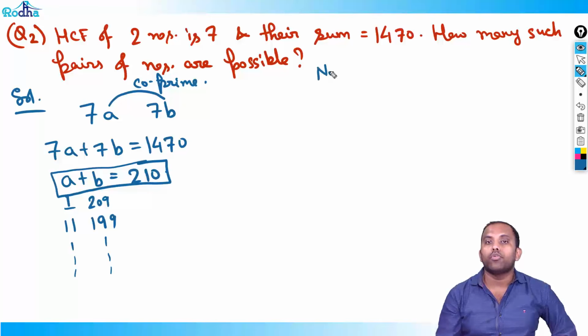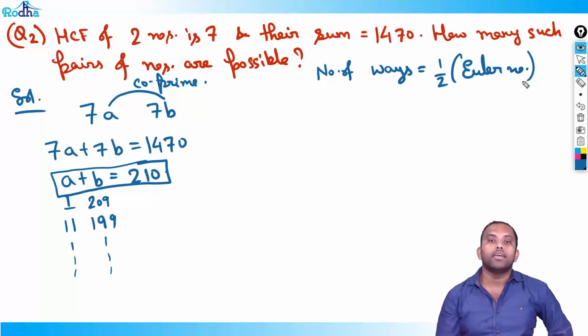So the number of ways is equal to what? Half of the Euler number of that number, right? That is, the number of ways in which I can express 210 as the sum of two co-primes is equal to half of the Euler number of 210, right? What is the Euler number of 210? 210 has 4 prime factors: 2, 3, 5, 7.